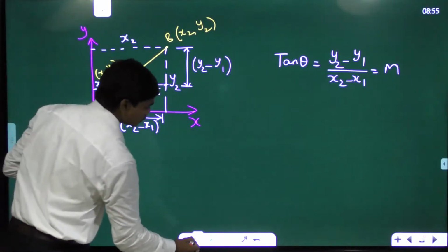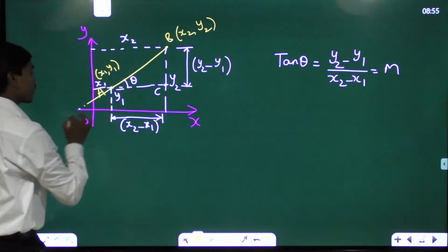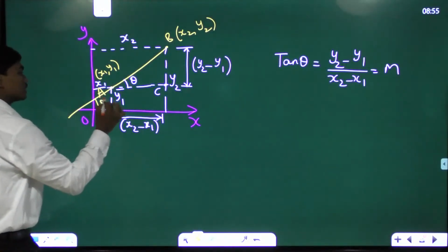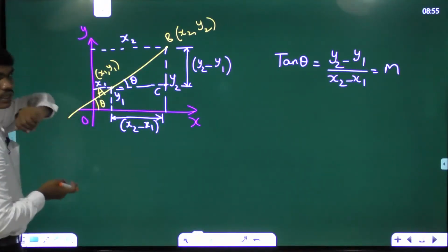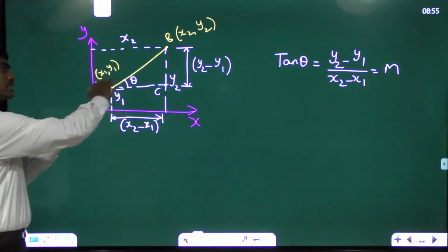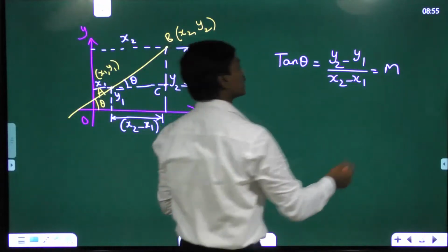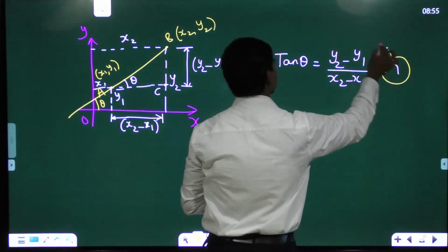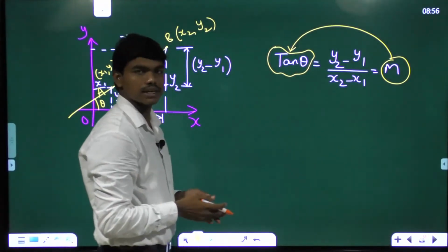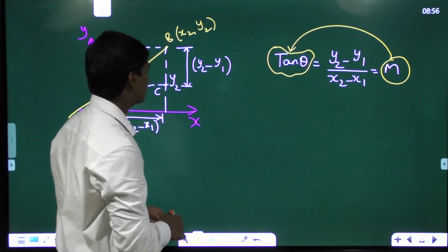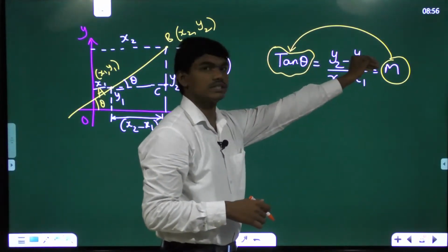And if you see, I could show you this theta is same as another theta which I could draw here for you, this theta, correct? Because these two lines are parallel lines and this is a transversal. So if this is theta, this is also a theta, and this theta is the angle made by this line with this axis, x-axis, correct? So that's why basically slope of any curve is nothing but the tan of the angle made by the tangent. Of course, for a straight line, the line itself is the tangent, so we don't bother much. So tan theta is equal to y2 minus y1 divided by x2 minus x1 is equal to m.